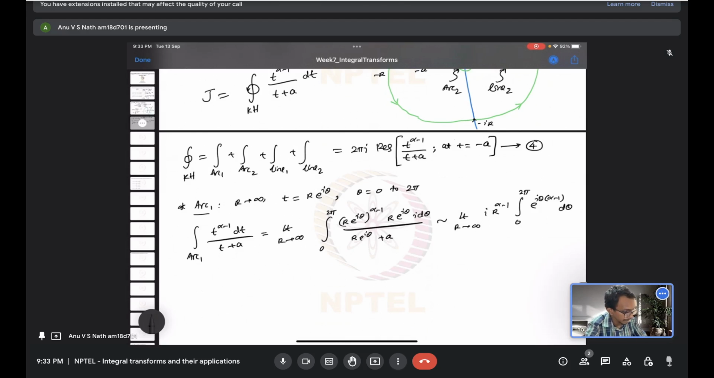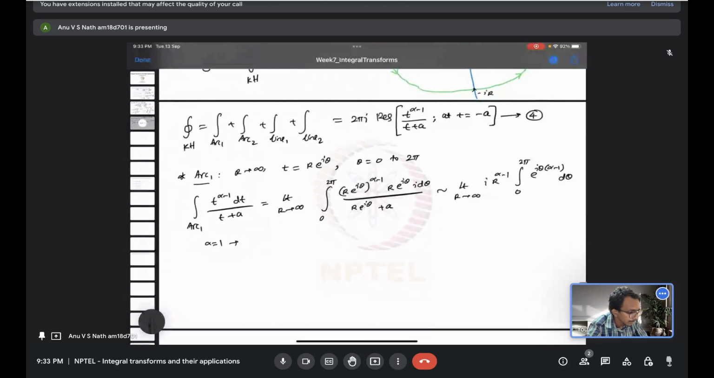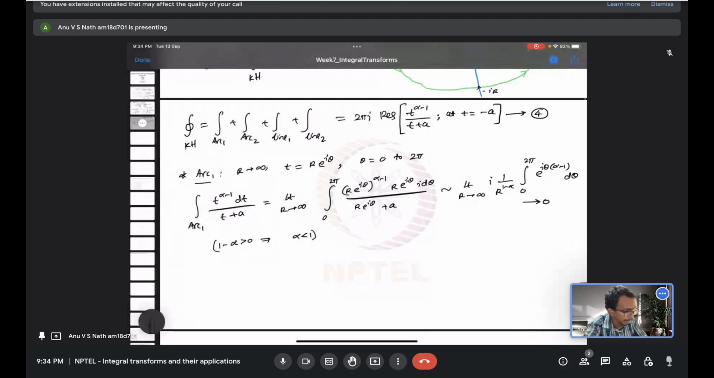Now we don't want this value to explode, because r is tending to infinity. So two things can happen. If alpha is exactly equal to 1, we'll get some finite number, which is going to be 2 pi i. But if alpha is less than 1, let me write it as 1 by r raised to 1 minus alpha. If 1 minus alpha is greater than 0, or in another sense alpha is less than 1, you will find that this integral tends to 0. So this is the limit that we are seeking.